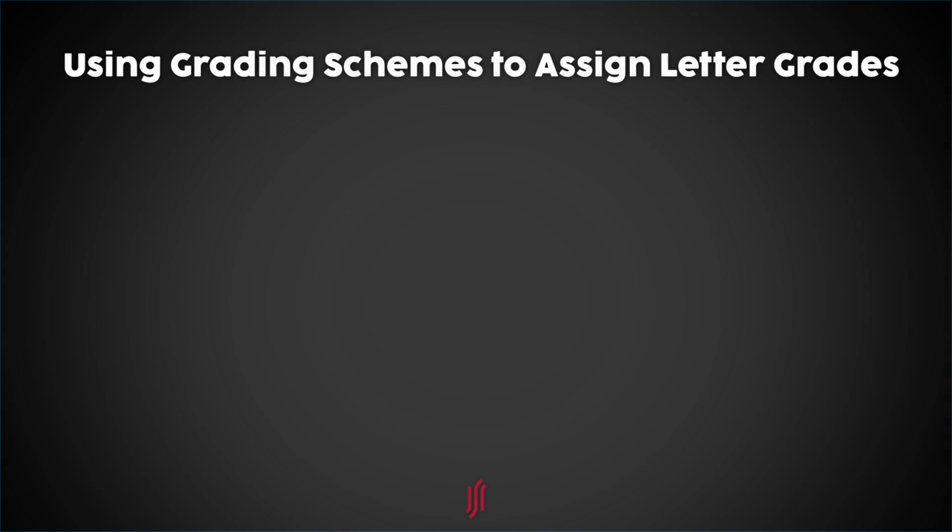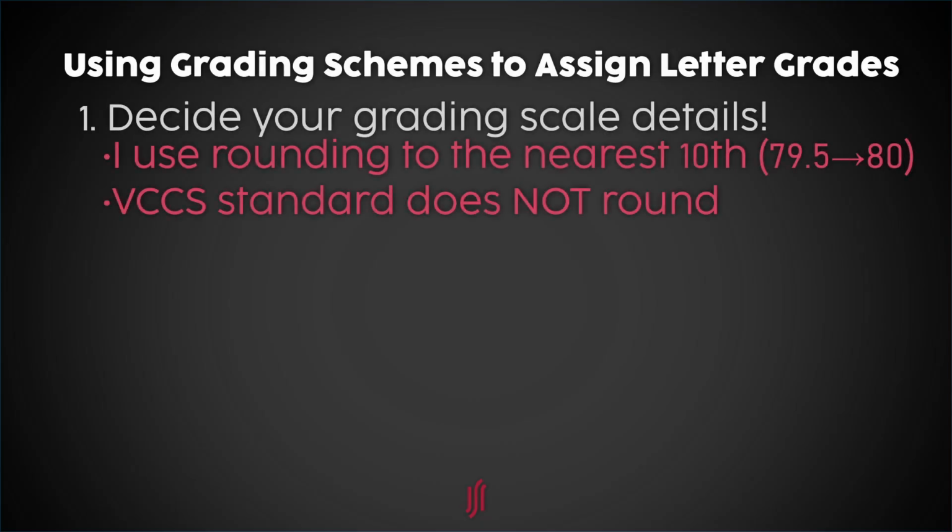I'm going to use my Canvas sandbox to show you how to do this, and we're going to take it step by step. So the first step that you're going to want to do is to actually think about what your grading scale details are going to be. Personally, I use rounding to the nearest tenth. In other words, if a student earns a 79.5, it's going to automatically give them that 80.